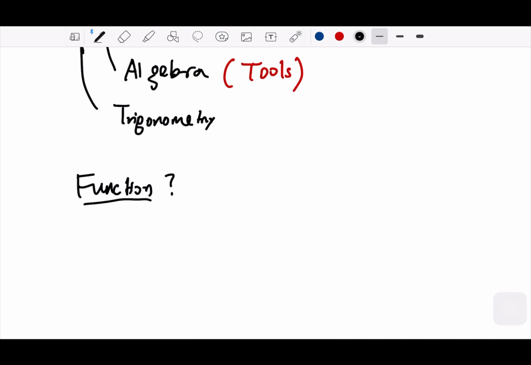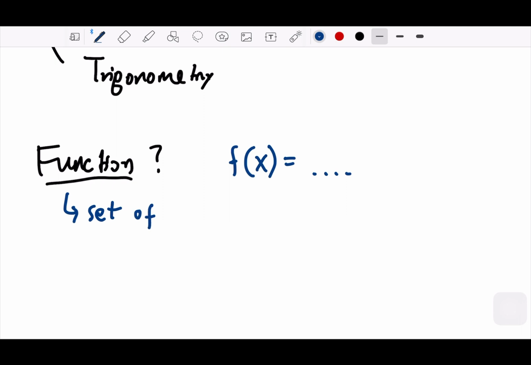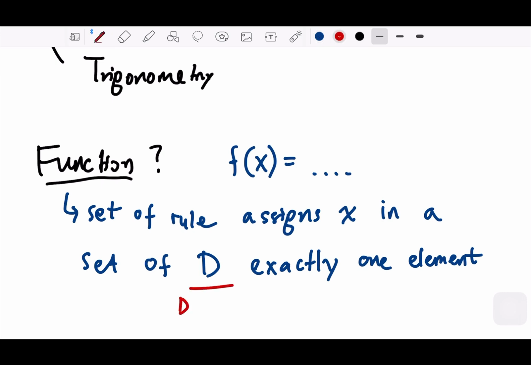So what is function? So functions, usually you see in any, I think in any subject, if you have set of variables, right? Like for example, you write like f of x like that, and equal blah blah blah, right? So that means a function is set of rules, okay? Set of rules that assigns x in a set of D exactly one element. Okay. This is a domain.